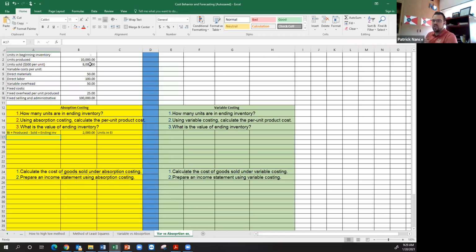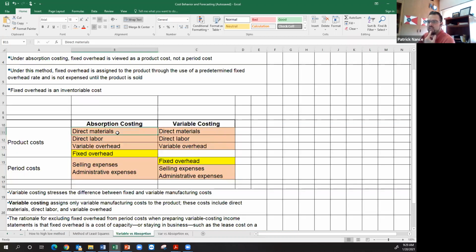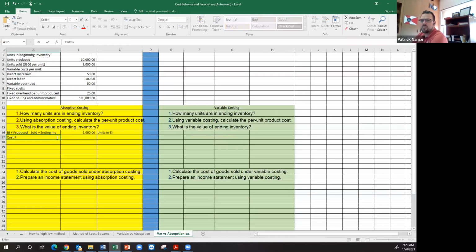It says using absorption costing, calculate the per unit product cost. Remember, absorption costing is direct materials, direct labor, variable overhead and fixed overhead. So that means my cost per unit is going to be the total of my direct materials, my direct labor, my variable overhead, and my fixed overhead, because this is absorption where I do use fixed overhead. So my total cost per unit is going to be $225.